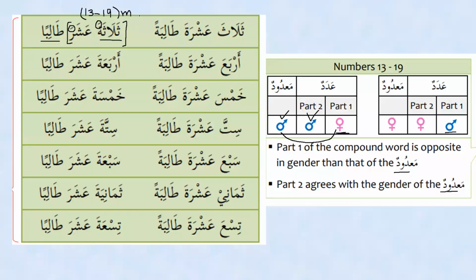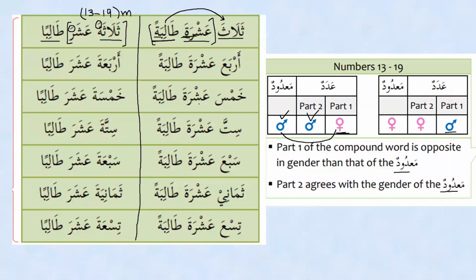So today we focus only on masculine numbers, and then inshallah in the next lesson we will focus on the feminine numbers. Only the first one we can see over here, madud is feminine, talibatan. That's why the first part of the compound, as we can see here, is masculine. Why? Because madud and the first part of the noun are opposite. However, the second part and madud are the same. So the easy way to remember is, if you have ta marbuta here, you have ta marbuta here. That's the easiest way to remember it.